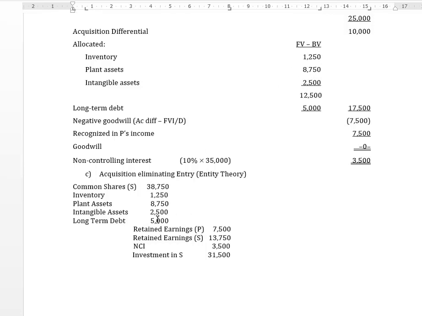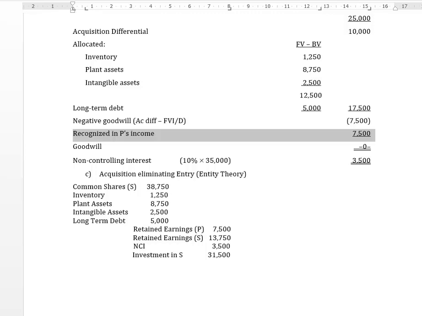And don't forget, our long-term debt was reduced. The fair value is less than carrying value. Because it's debt, it means that we're going to be carrying less debt from the sub on the consolidated balance sheet. So we debit it for $5,000. Now, tricky part here. When we were looking at the negative goodwill, we said it gets recognized into the parent's income.